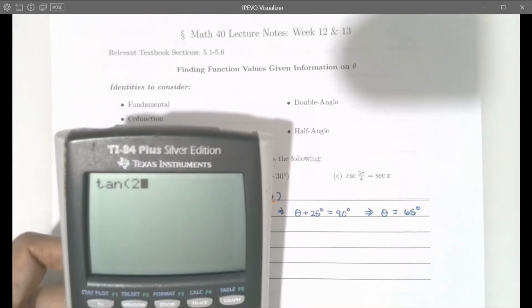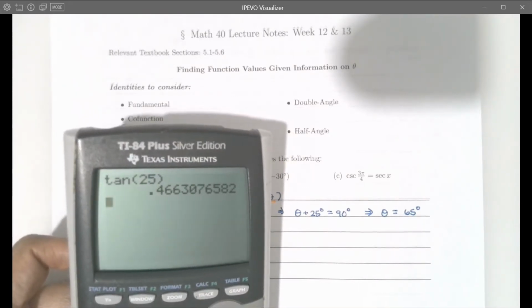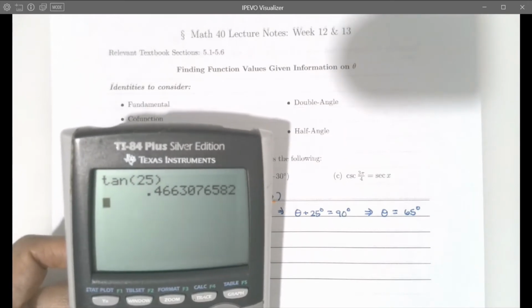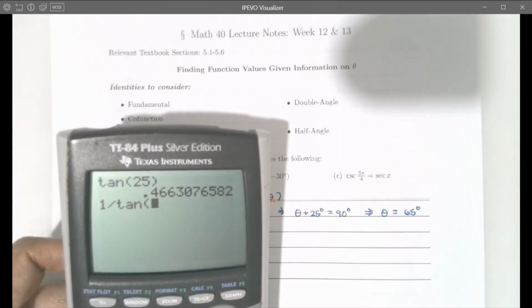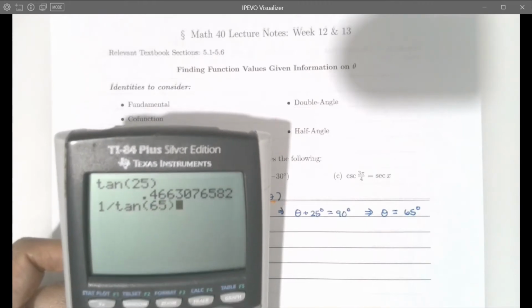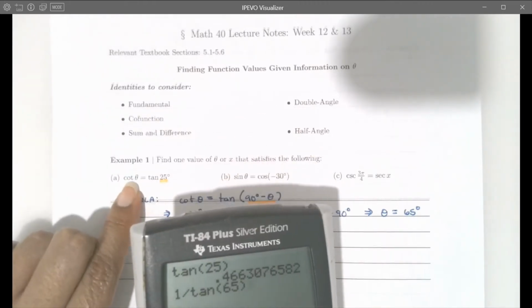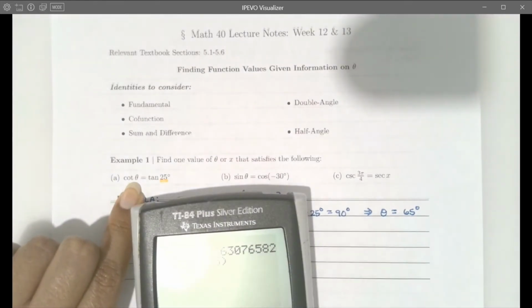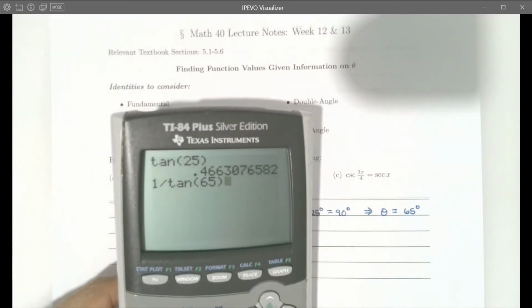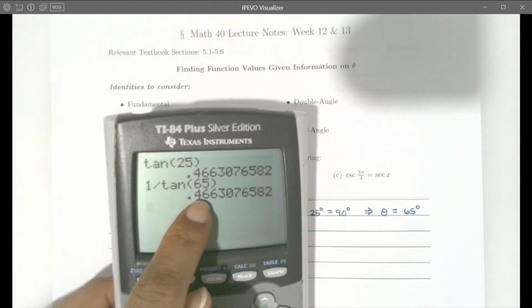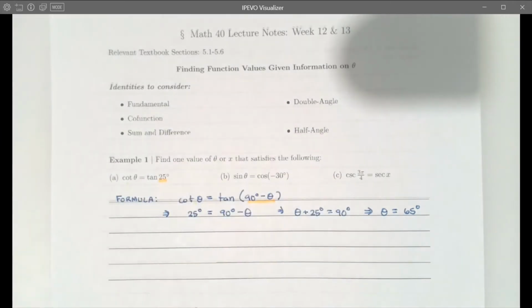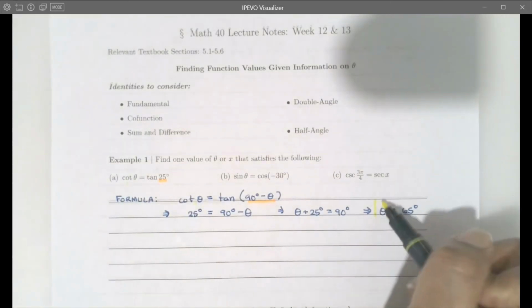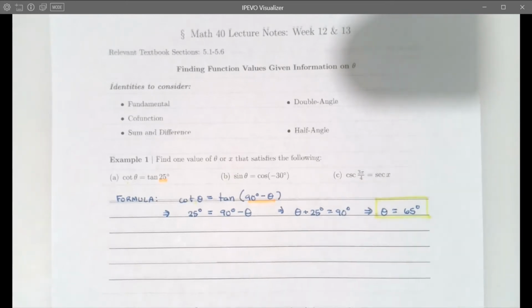Tangent of 25 degrees gives us approximately 0.47. And then if I try cotangent, remember on the calculator, we have to write this as a 1 over tan. So 1 over tangent of 65 degrees, because we are taking cotangent of theta, and theta we're saying is 65. So 1 over tangent of 65 degrees gives us exactly the same number as tangent of 25. So now we can be assured that the answer that we got here is correct.